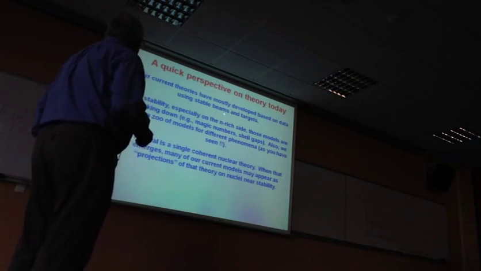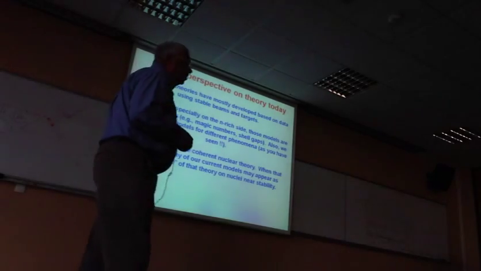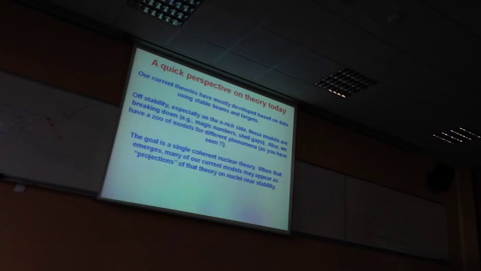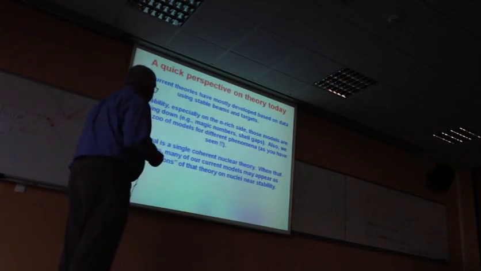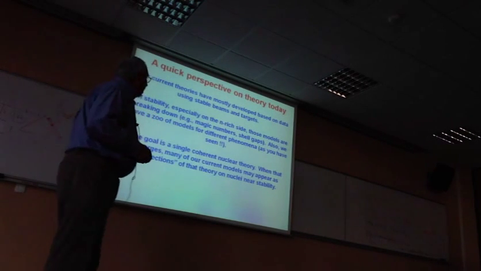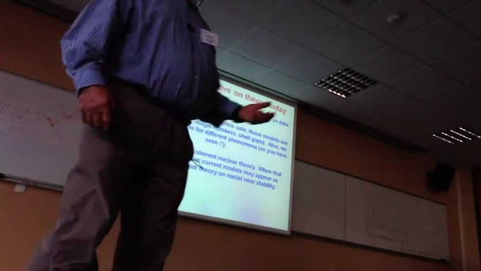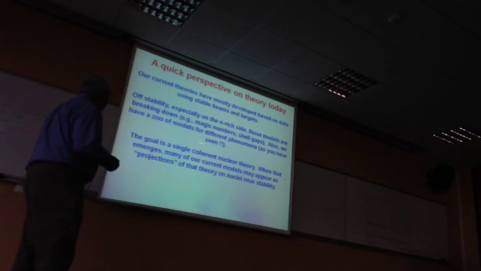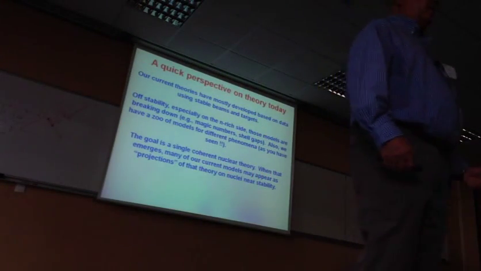So, a quick perspective on theory today. Most of our theories were developed based on data using stable beams and targets. So the shell model was based on the known magic numbers in the 1940s. And the other collective models are based on nuclei near stability. Off stability, especially on the neutron-rich side, which extends further, we find that those models are breaking down. We find the magic numbers are breaking down, shell gaps are different, all sorts of things are different. And as you've seen in these 3 weeks, we have a zoo of models for different phenomena. You have heard about probably 10 or 15 different models.